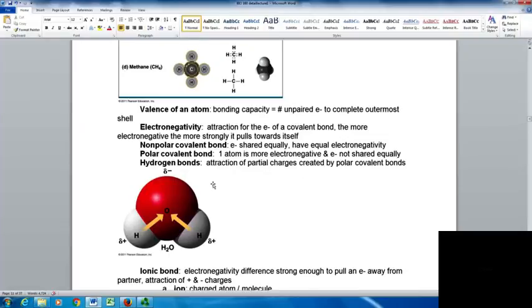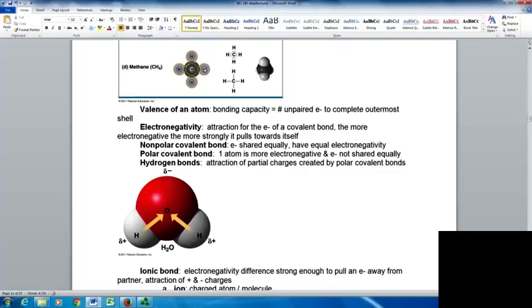With the non-polar covalent bond, the electrons are going to be shared equally. So they all have equal electronegativity. Here with the methane, they all have equal pull going around this molecule. None of the hydrogens wants it more than the other.